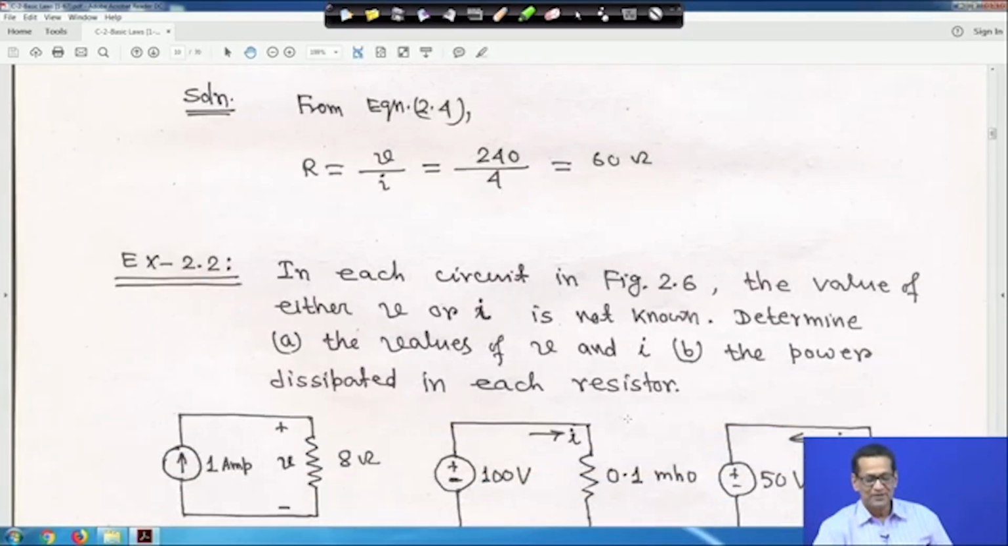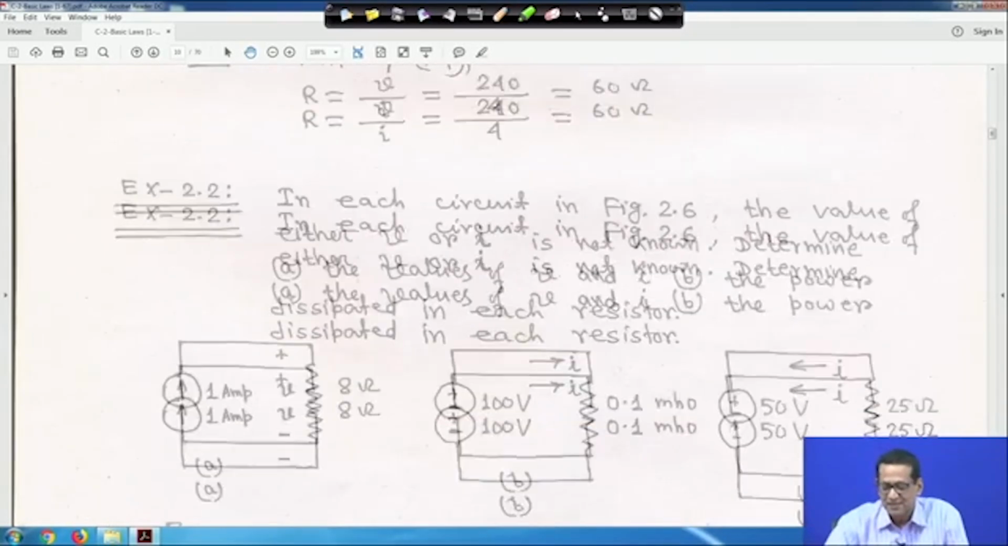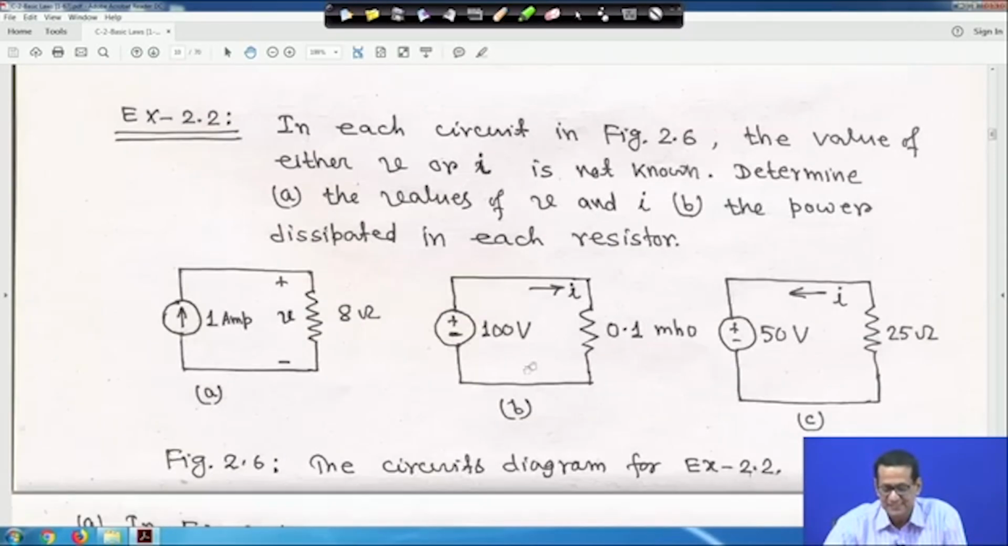Another small example: in each circuit in figure 2.6, there are 3 circuits, and the value of either V or I is not known. We have to determine the values of V and I, and the power dissipated in each resistor. Whatever the unknown quantities are, you have to find them out. Now, look at this circuit: a current source of 1 ampere, and this current is entering the positive terminal.